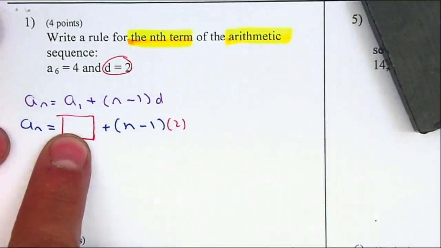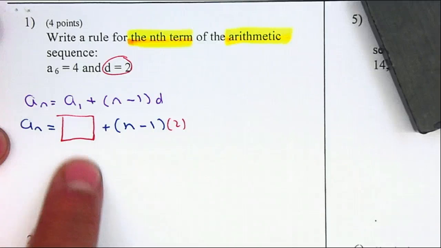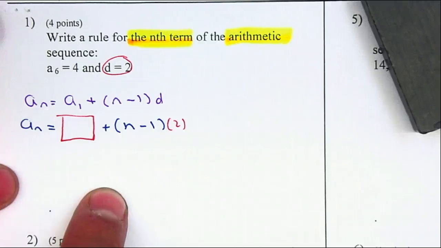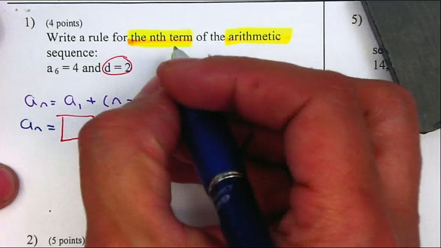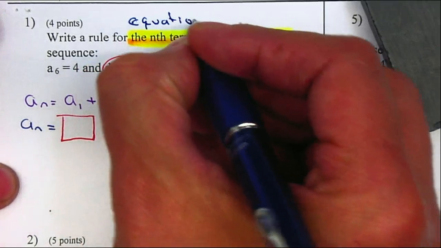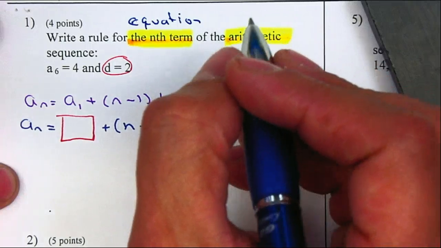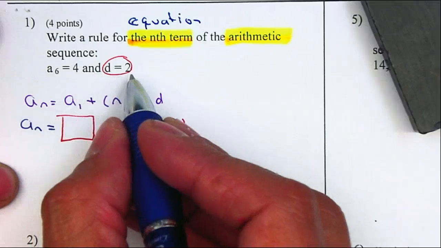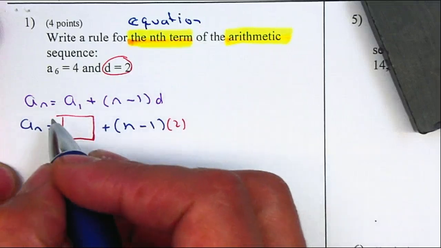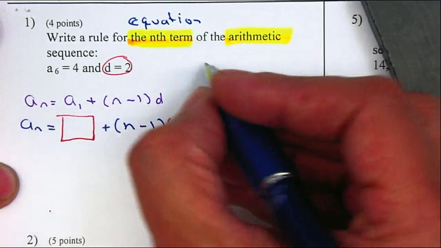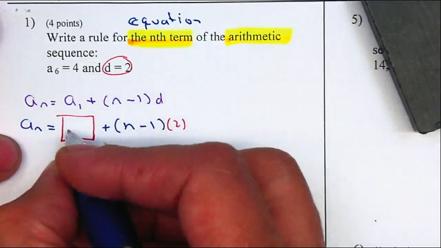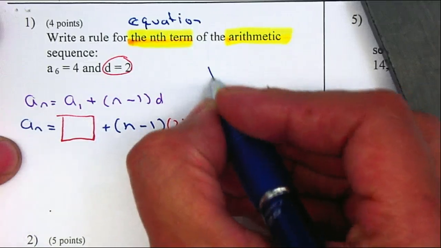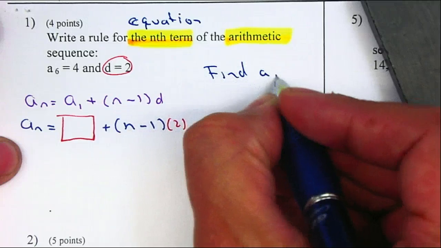I need to find a sub 1, so I can just plug it in, simplify, and that gives me my n term. Remember, whenever they're asking for the n term, they're asking for the equation. So I need to find an equation where the sixth number will be a 4 and the difference will be a 2. First, I need to find the a sub 1, the first term. So find a sub 1.